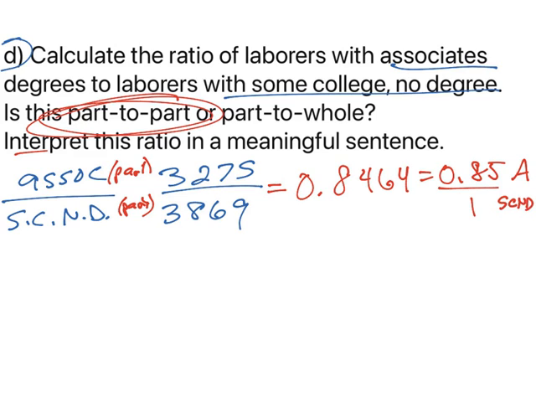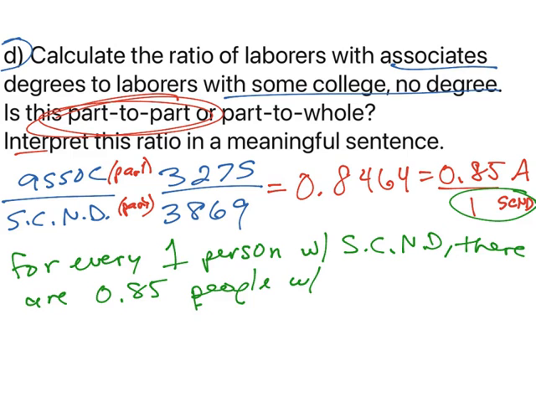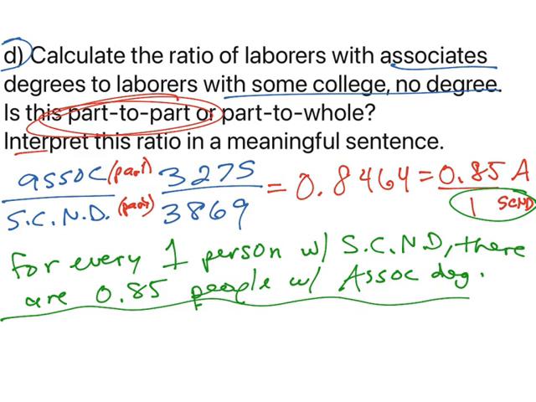So what does that mean? Well, it means for every one person with some college, no degree, there's my denominator, there are 0.85 people with associate's degrees. And you might say, well, that doesn't make any sense. And you're right, it doesn't.